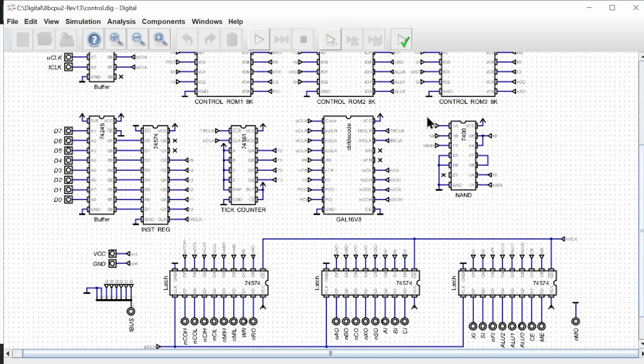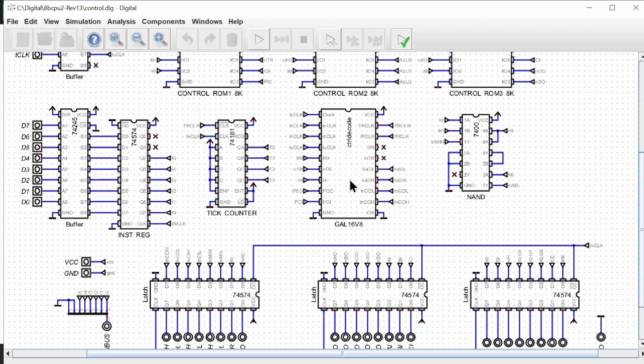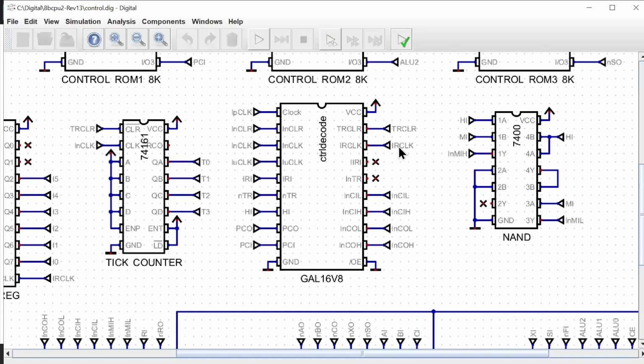So here is one of our NAND chips. We are still going to require that, and this is going to generate the signals for the memory in high and low. But we've replaced all those other chips with the single GAL chip. So we still have our tick counter and our instruction register, but now the GAL is going to be generating all of those signals. It's going to be generating the program counter in high and low, and the program counter out high and low, as well as the instruction register in signal, and the tick counter reset signal. So this is our GAL chip that we're going to be implementing.